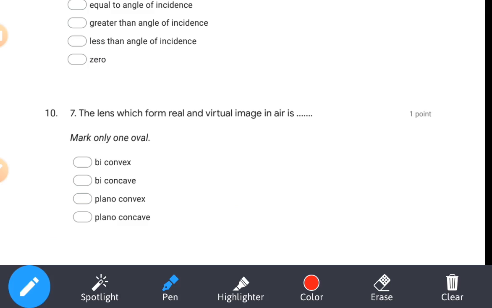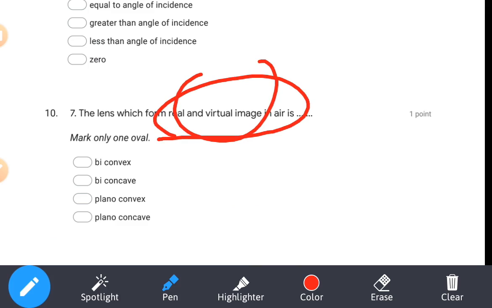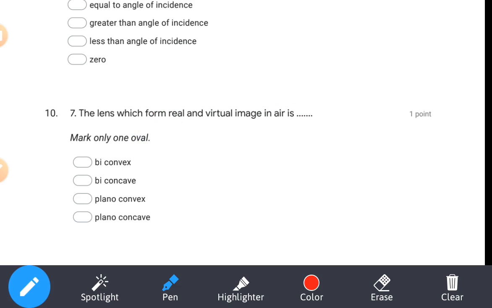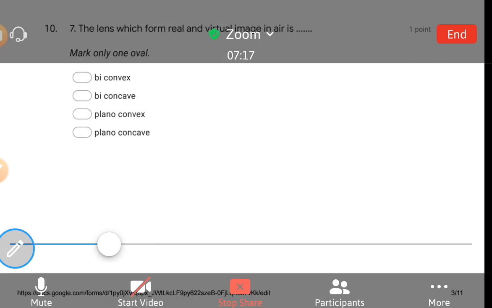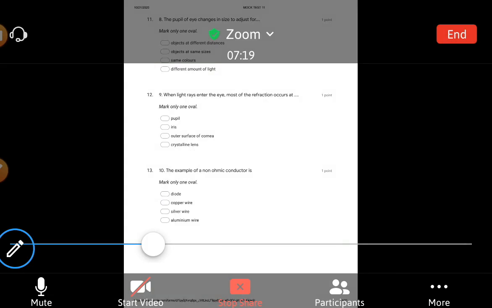The lens which forms real and virtual image. Both real and virtual images are formed in only one type of lens, that is called our convex lens. And concave lens always forms virtual images. So we can say that it is the convex lens. So the seventh question answer is A. Okay, let's see the next question.